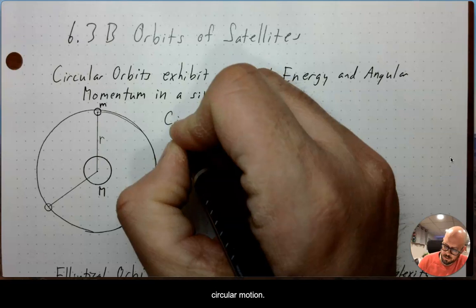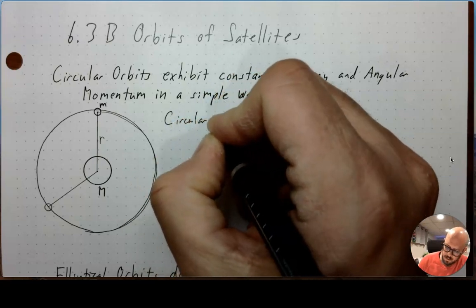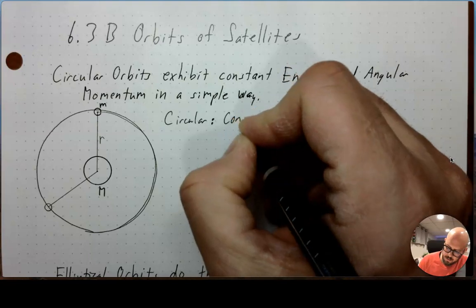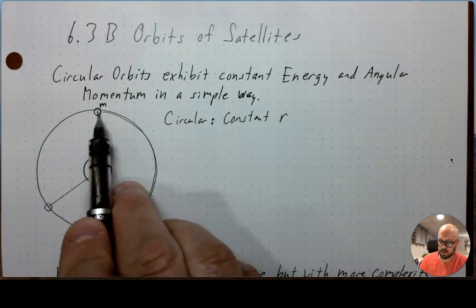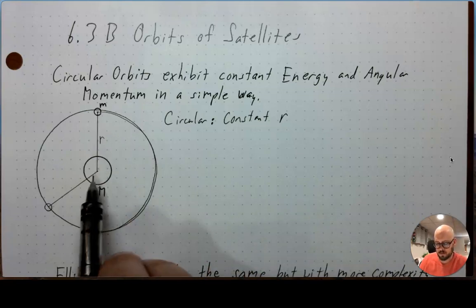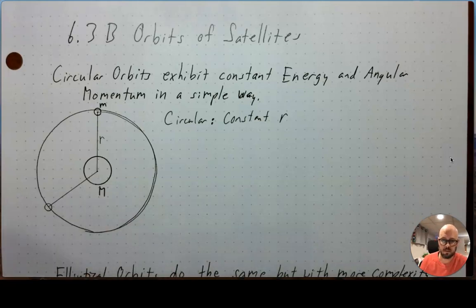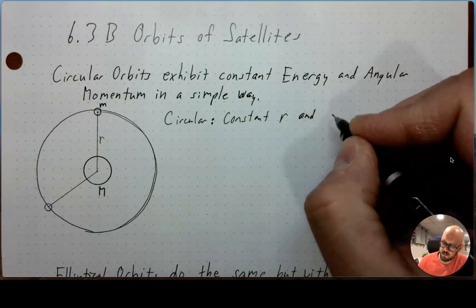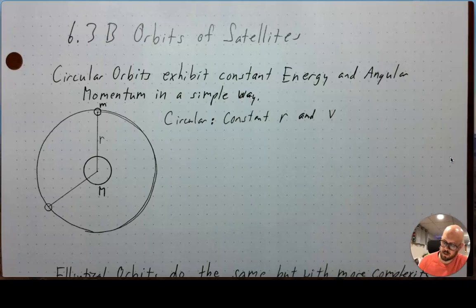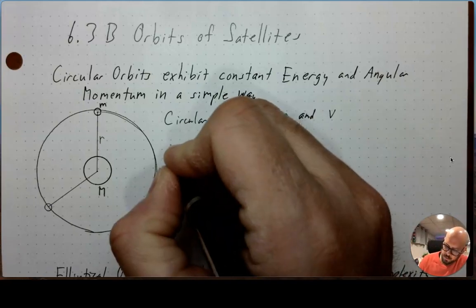Because it's circular motion, it means that you have a constant value of r. The satellite is always the same distance away from the center of the planet, no matter where it is. And as we saw in the circular motion section of our forces unit, there's a constant speed as well. So having a constant value of r when in orbit means that you're going to have a constant speed. So that creates some simple conclusions that we can make.